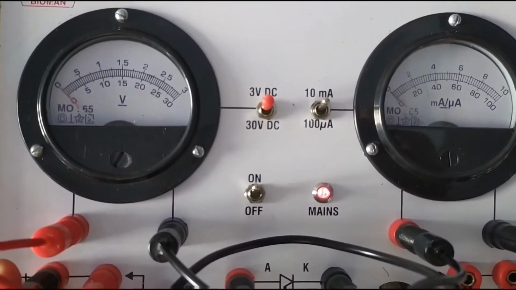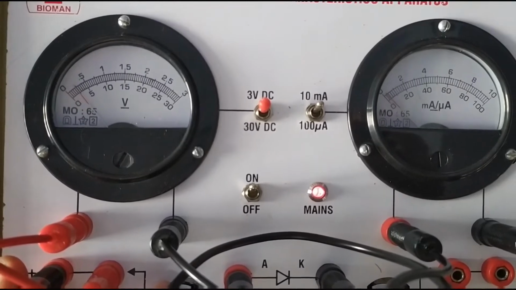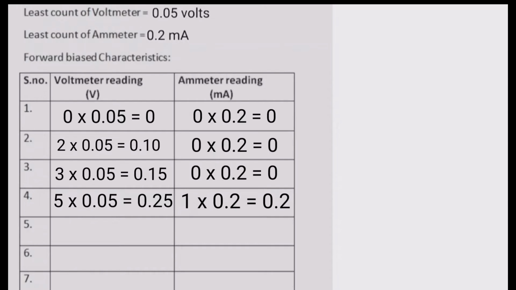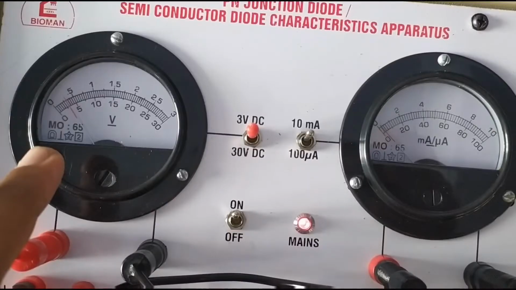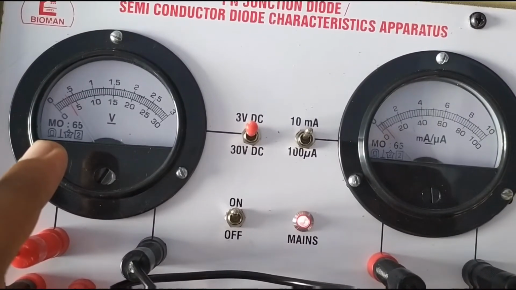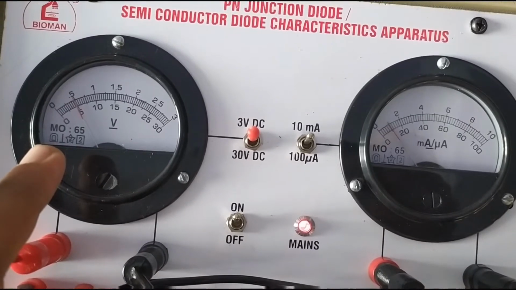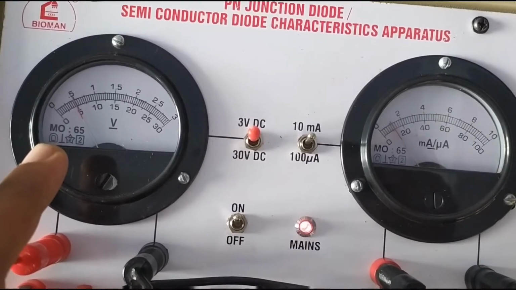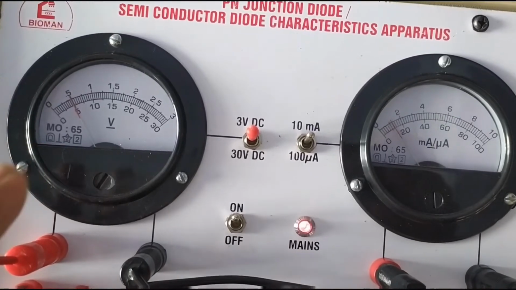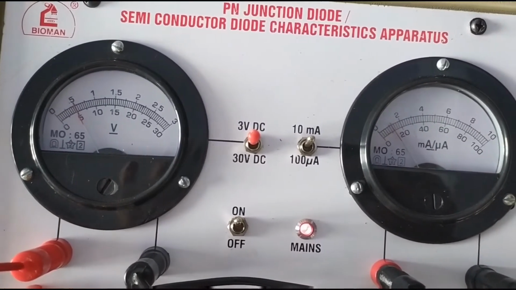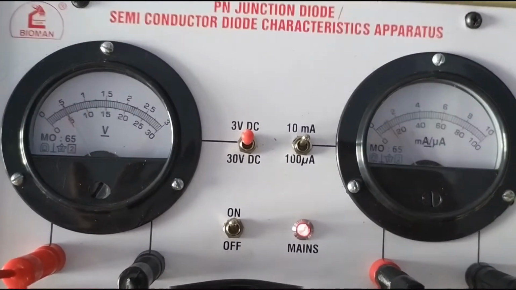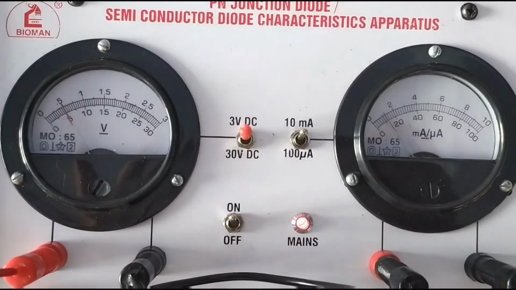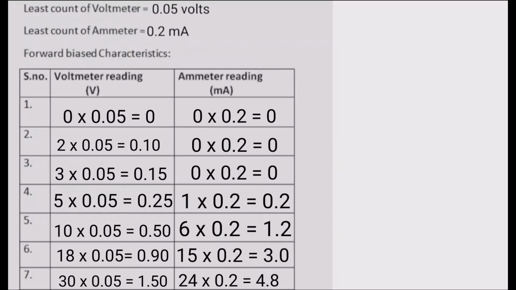Again disturb the rheostat and take the next reading. Voltmeter needle points at the 5th division and ammeter needle points at the 1st division. Let's record this reading. Repeat this step for taking more readings. Following the same way, we have obtained these readings.